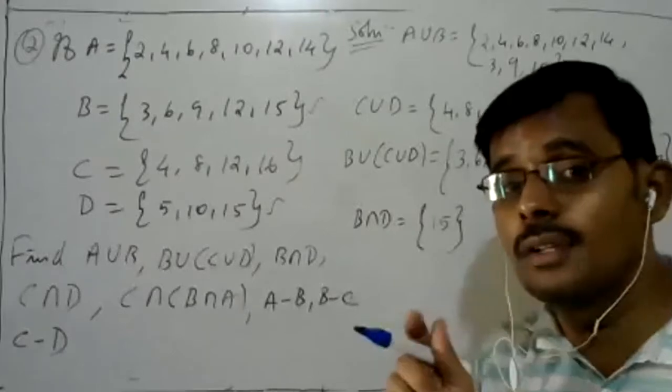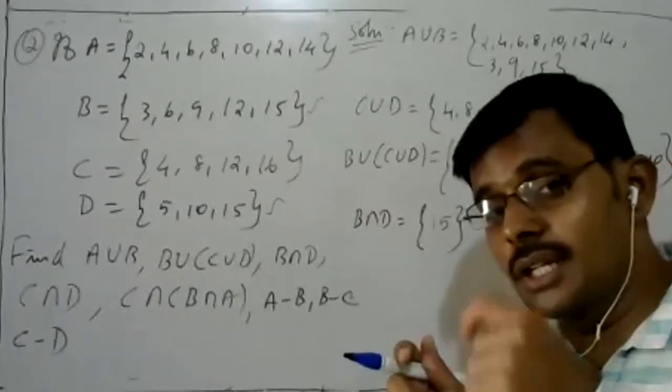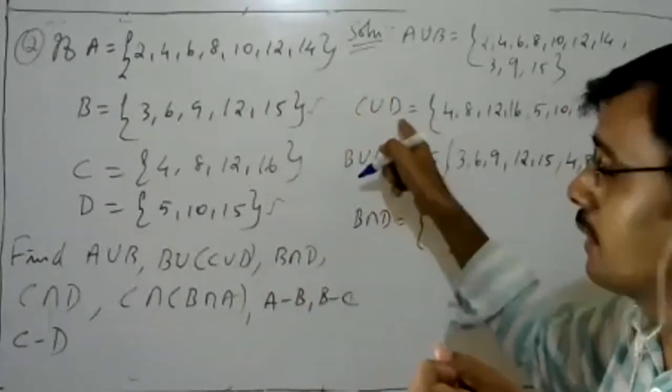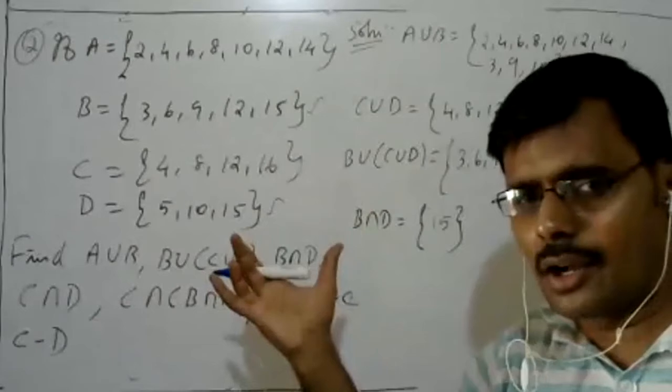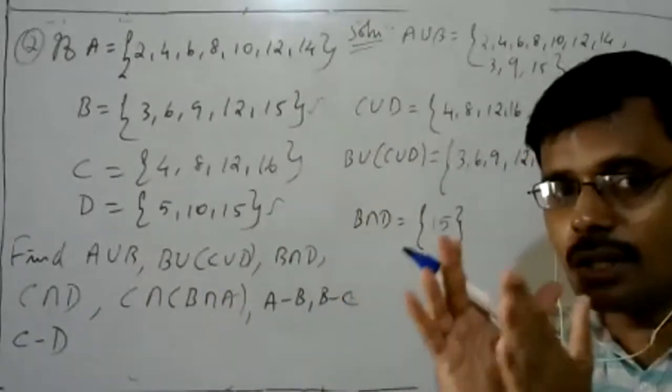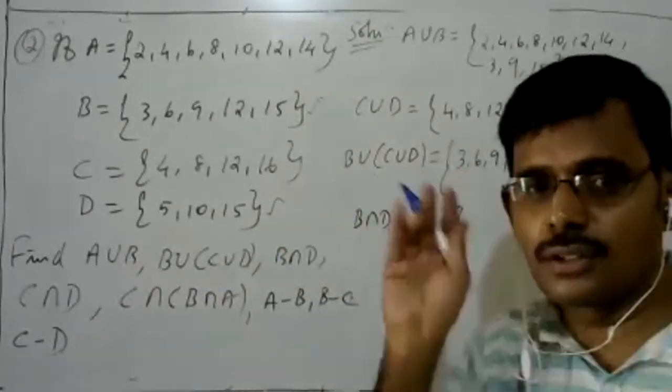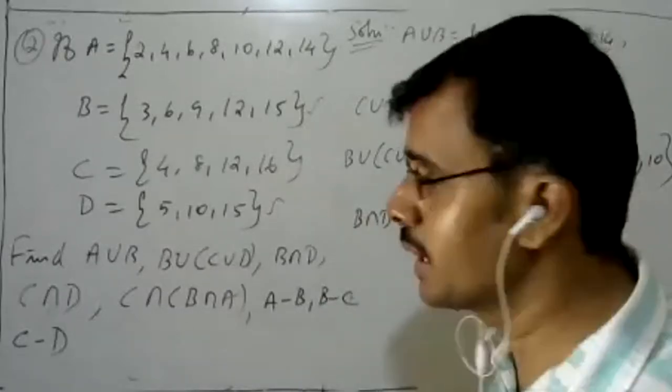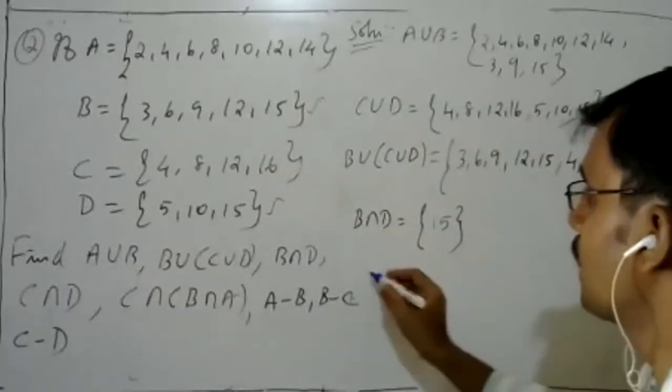Union is, the element may be in the first set or the second set. That means write all the elements in C, all the elements in D. If any element is repeated, we write only once, no need to write repeatedly. That's all. But intersection means write only the common elements.